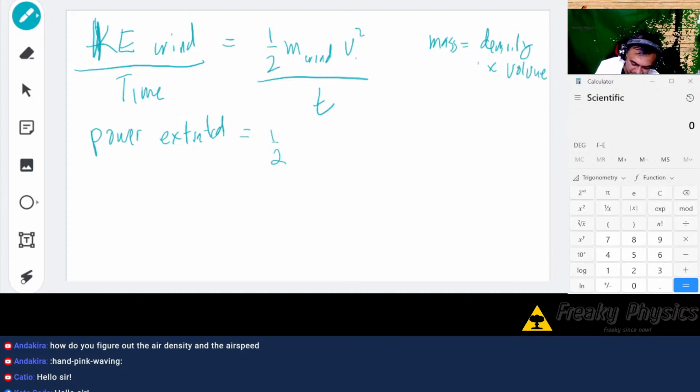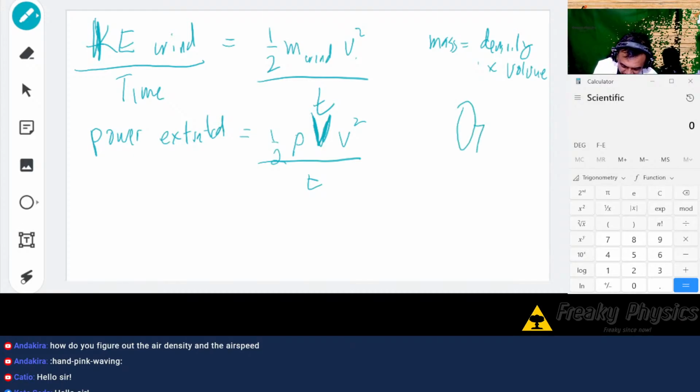So this is going to be mass is m. Sorry, that's mass. Density is this, the Greek letter rho. Volume would be V, I'll make that big V for now, and then V squared over T, right? But here's the thing. If we look at the windmill from the side, what's the volume? The wind is blowing this way, right? So the volume of the wind per unit time would still be equal to the velocity.